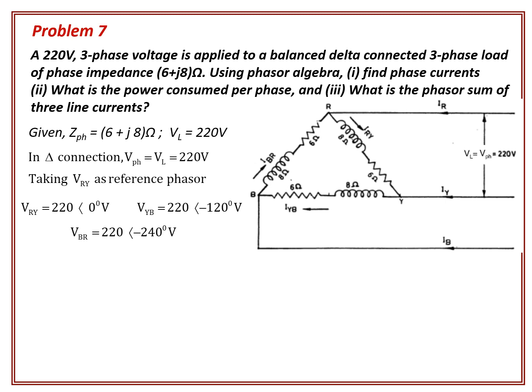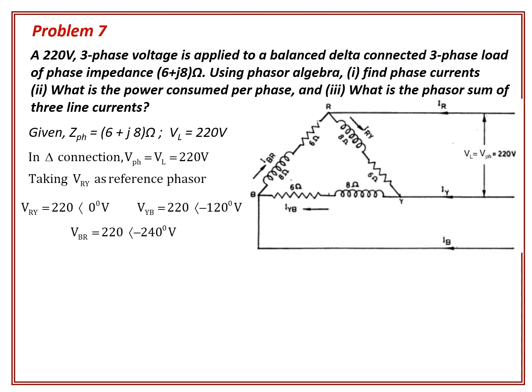We have to assign angles also. For assigning angle, we have to select one phasor as the reference phasor. Here we are selecting VRY as the reference phasor. The reference phasor should be assigned 0 angle. So VRY is equal to 220 angle 0. VYB equal to 220 angle minus 120 because VYB has same magnitude as that of VRY but it lags VRY by 120 degree.